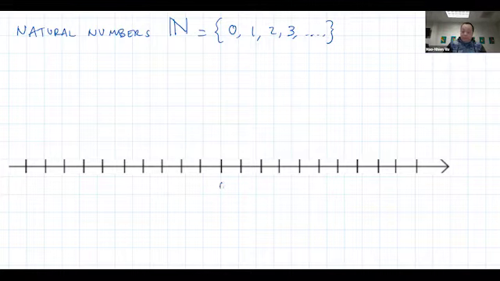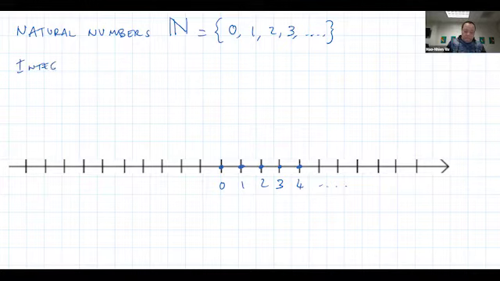On the number line, these are the natural numbers. By the way, high schools in the US teach that the natural numbers start at 1. There's a reason for that, and that's okay. But mathematicians start the natural numbers at 0, what the high schools call the whole numbers.